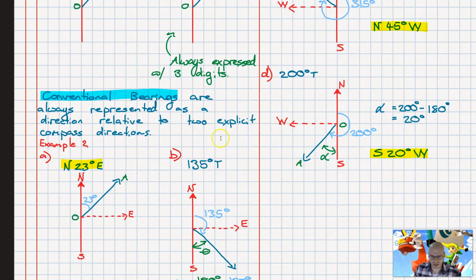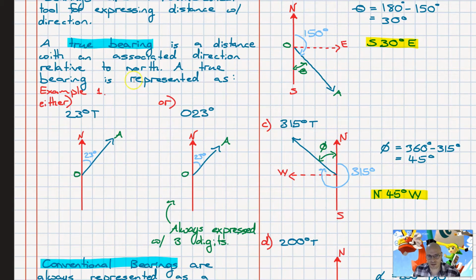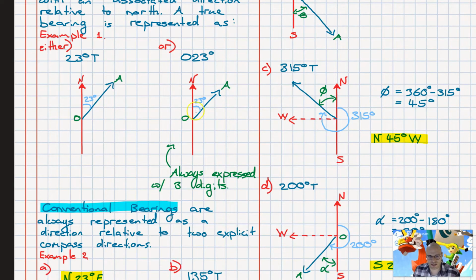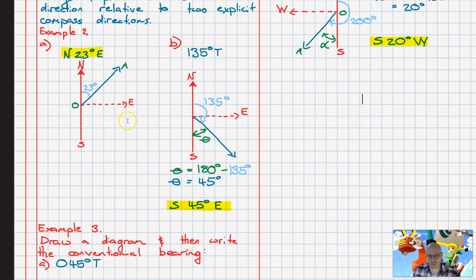So, in summary, what we had a look at in this particular video is a thing called a true and conventional bearing. Bearings are a mathematical tool we can use to express distance with a direction. We then had a look at the true bearing, which is just a means of representing a direction relative to absolute north. Then finally we had a look at conventional bearings, that being a way in which we represent a direction relative to two compass directions. So northeast, northwest, southeast, southwest.